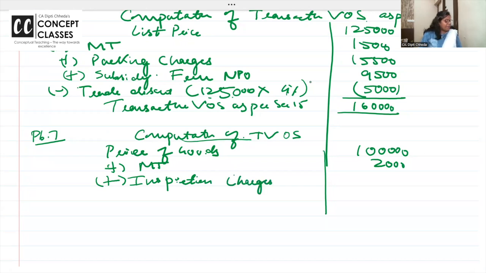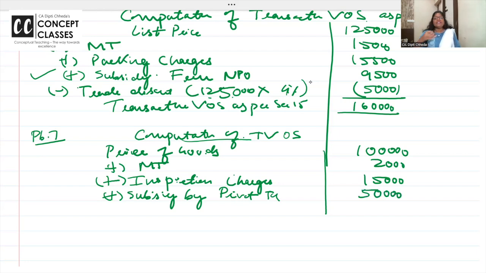Inspection charges. Subsidies which are received from the trust, a private trust, if it is included in the transaction value. Sorry, this was a private trust. Listen, one minute change. Now, if this is a subsidy by an NPO or a private trust, we have to add it. It's going to be a part of your transaction value.